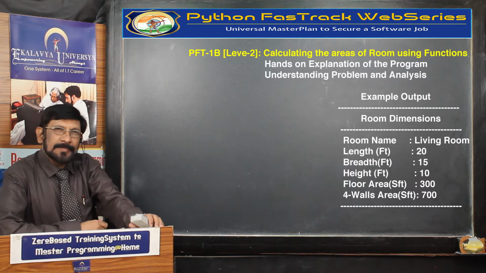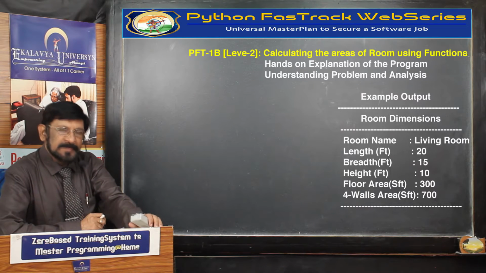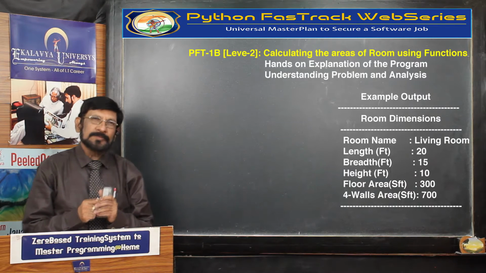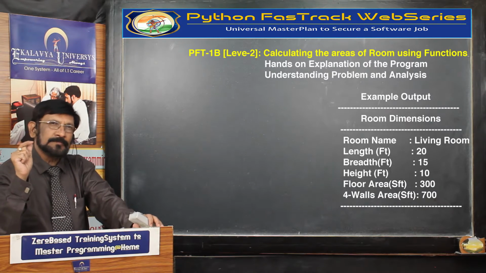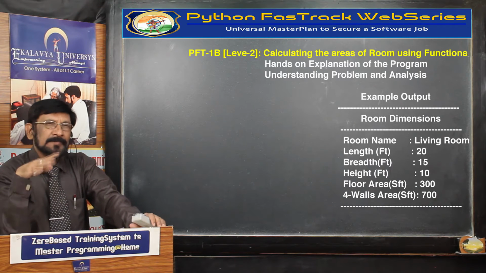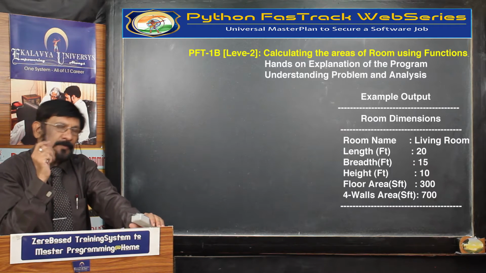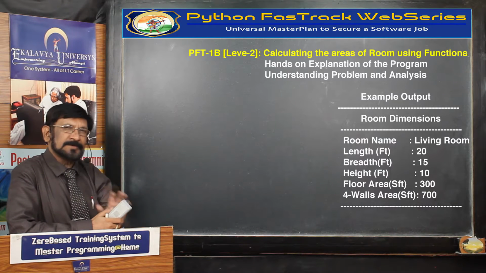Hello friends. Now let us take up PFT 1B. This is the level 2 of the program, calculating areas of a room, meaning floor area and four walls area of the room. This is 100% same as the level 1 program. The difference is, here we are using functions.